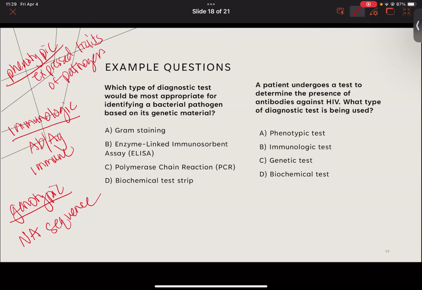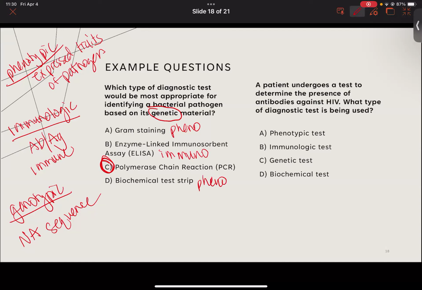So our question is, which type of diagnostic test will be most appropriate for identifying a bacterial pathogen based on its genetic material? Okay, so we know it's a genotypic test. We know we're looking at nucleic acid sequence. So which of these tests look at nucleic acid sequences? Gram staining is a phenotypic. ELISA is an immuno. It's relying on immune reactions. Polymerase chain reaction is a genotypic. We are looking at the actual genetic sequence. Biochemical test strip. This is a phenotypic.